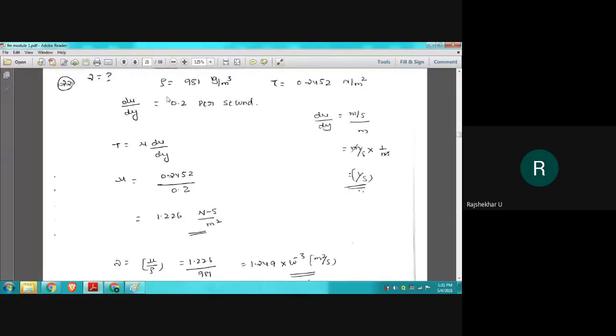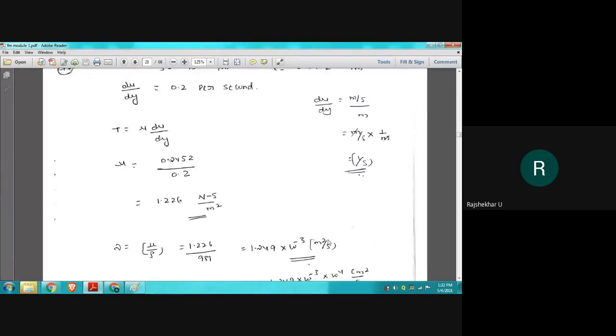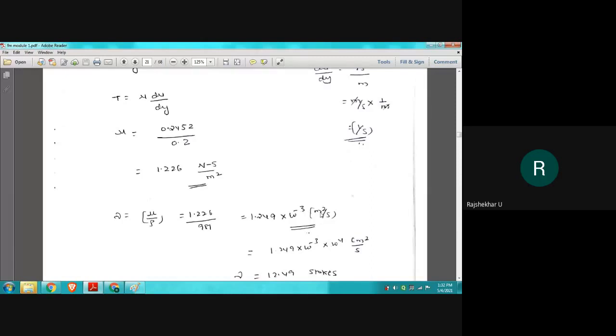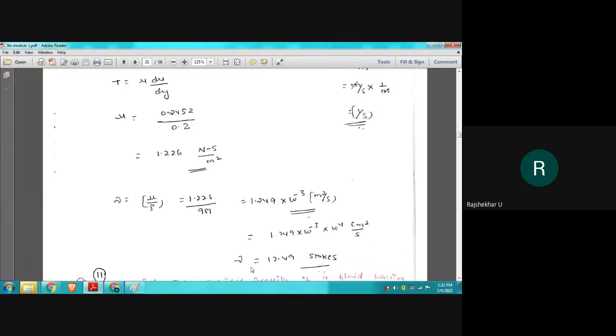Okay, and rho value is also given in SI unit. So just take the ratio. Kinematic viscosity is equal to mu by rho. So if you substitute, you'll get the answer, which is 1.249 into 10 power minus 3 meter square per second. Okay, if you convert it into Stokes, just multiply to go from meter square to centimeter square. We know that we have to multiply by 10 power 4. So after multiplying, we'll come to know that the kinematic viscosity value is 12.49 Stokes. 12.49 Stokes. Okay.